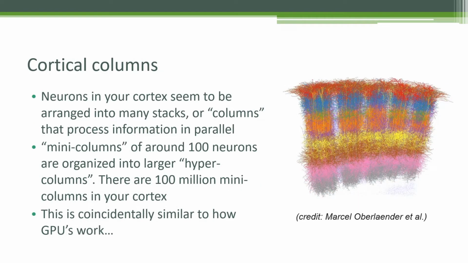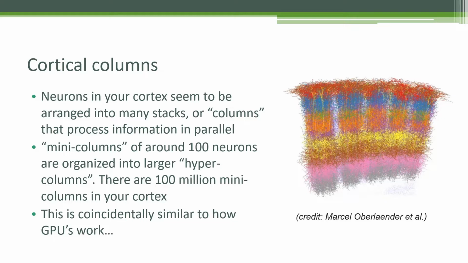Furthermore, if we look deeper into the biology of your brain, you can see that within your cortex, neurons seem to be arranged into stacks or cortical columns that process information in parallel. So for example, in your visual cortex, different areas of what you see might be getting processed in parallel by different columns or cortical columns of neurons. Now each one of these columns is in turn made of these mini columns of around 100 neurons per mini column that are then organized into these larger hypercolumns. And within your cortex, there are about 100 million of these mini columns. So again, they just add up quickly.